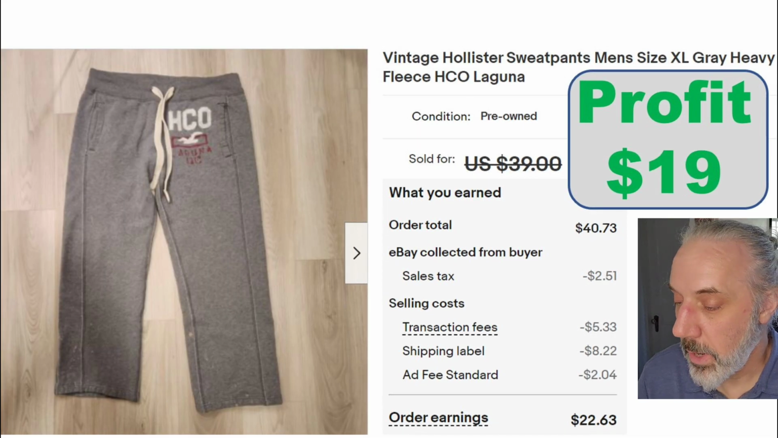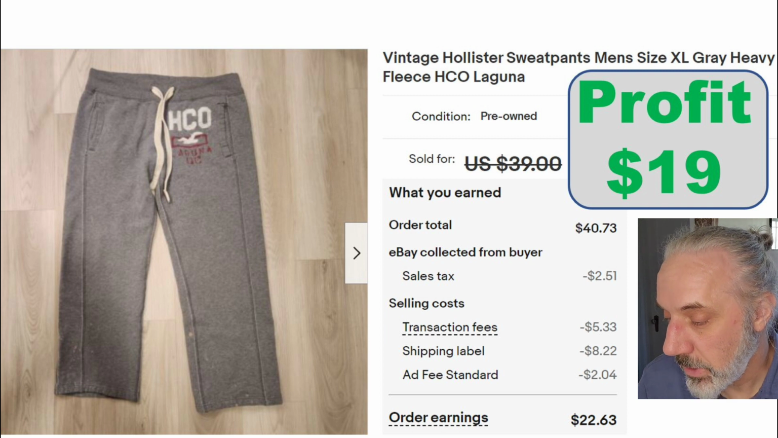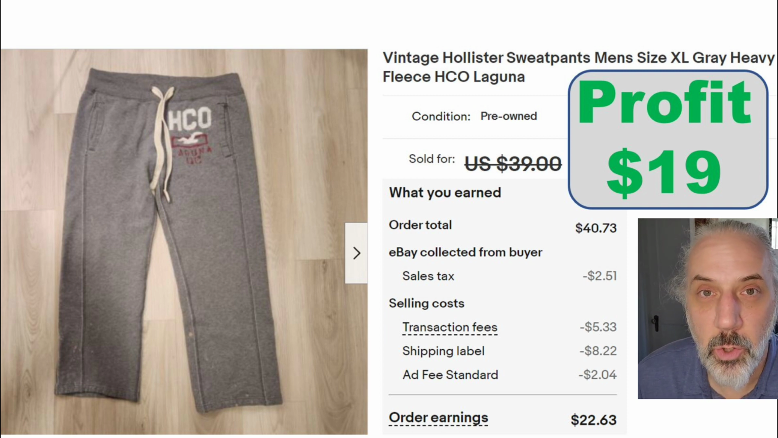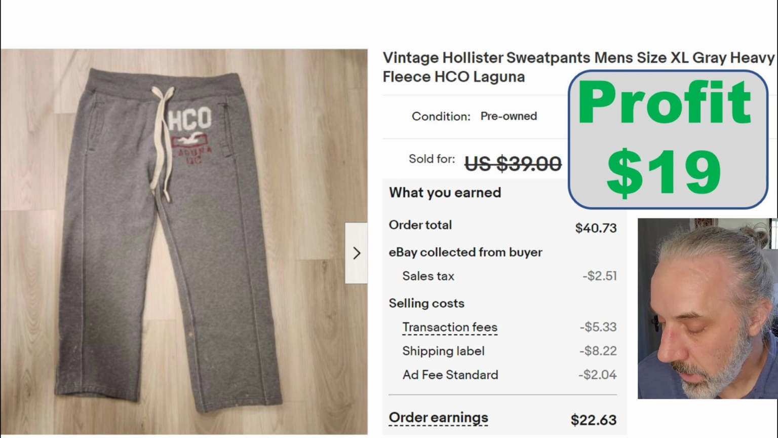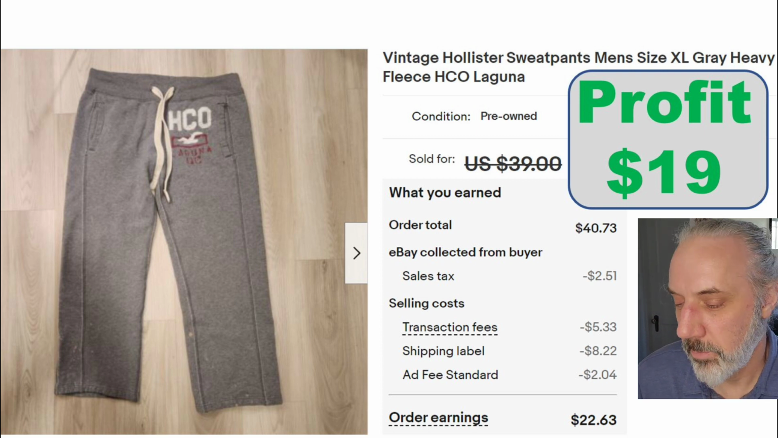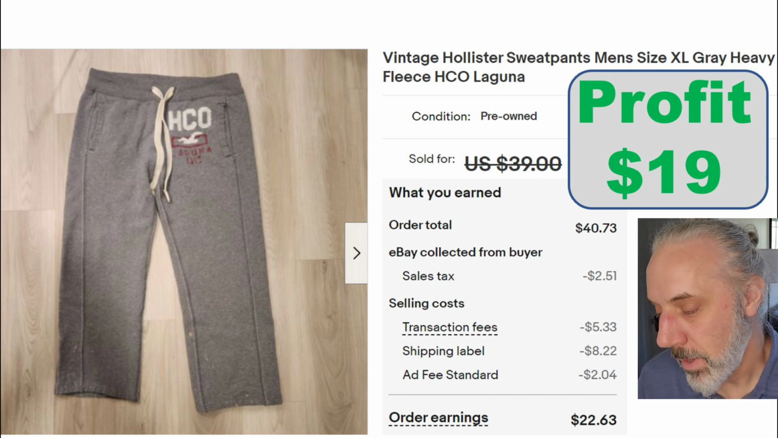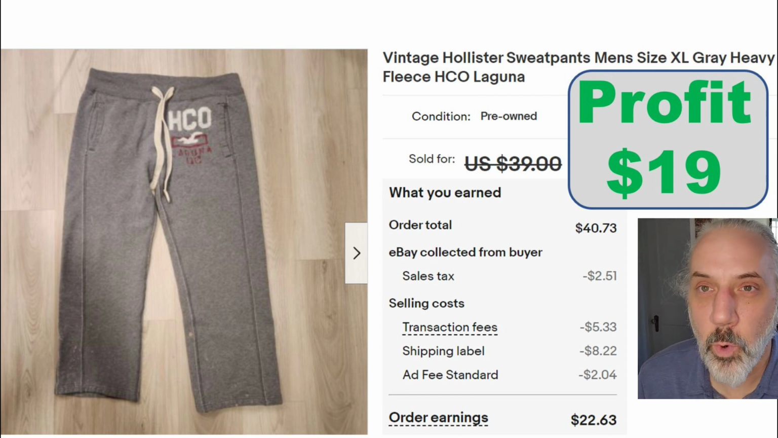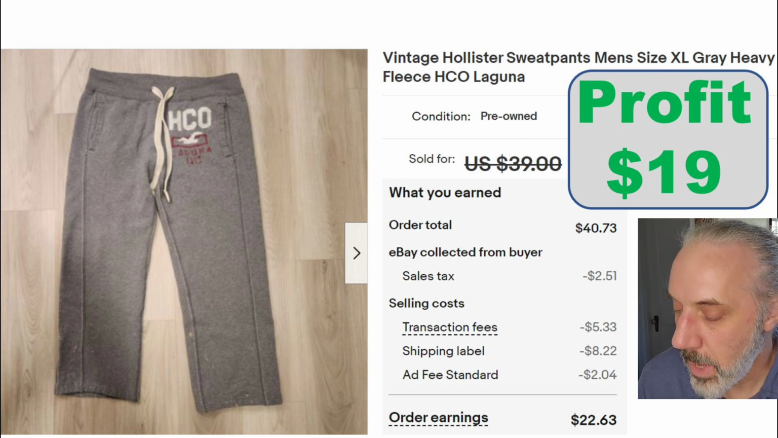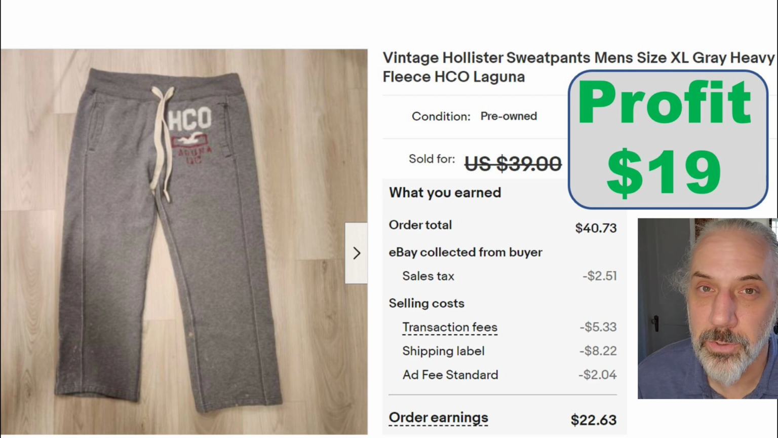Okay, so here we have a pair of Hollister sweatpants, vintage. They're men's, and they have the HCO and Laguna embroidery, or not embroidery, actually, I guess sewn on patches. I'm not sure what the right word is for that. But this buyer was all in for $40.73. eBay paid me $22.63 for a profit of $19.